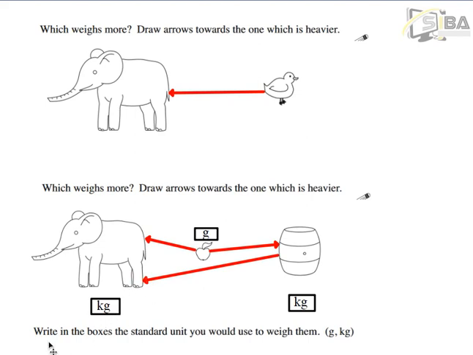And then we have a second instruction here. It says write in the boxes the standard unit you would use to weigh them. I said earlier that the standard unit for measuring mass is either kilograms or grams, the kilogram being for the bigger objects and the gram being for the smaller objects.